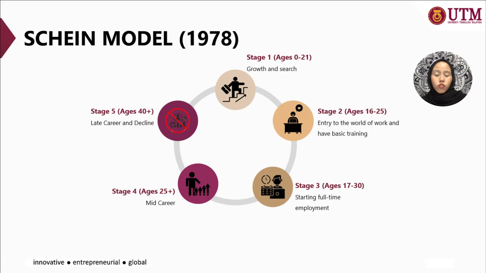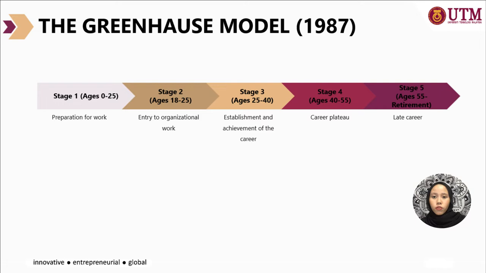Stage 4 is mid-career, followed by the last stage, which is late career and decline. Moving on to the Greenhouse model, 1987, it focuses on the individual process of defining career goals. The 5 stages of the Greenhouse model are: stage 1, preparation for work; stage 2, entry to organizational work; stage 3, establishing the career; stage 4, the feeling of being trapped in your current job; and the last stage, late career and preparation for retirement.